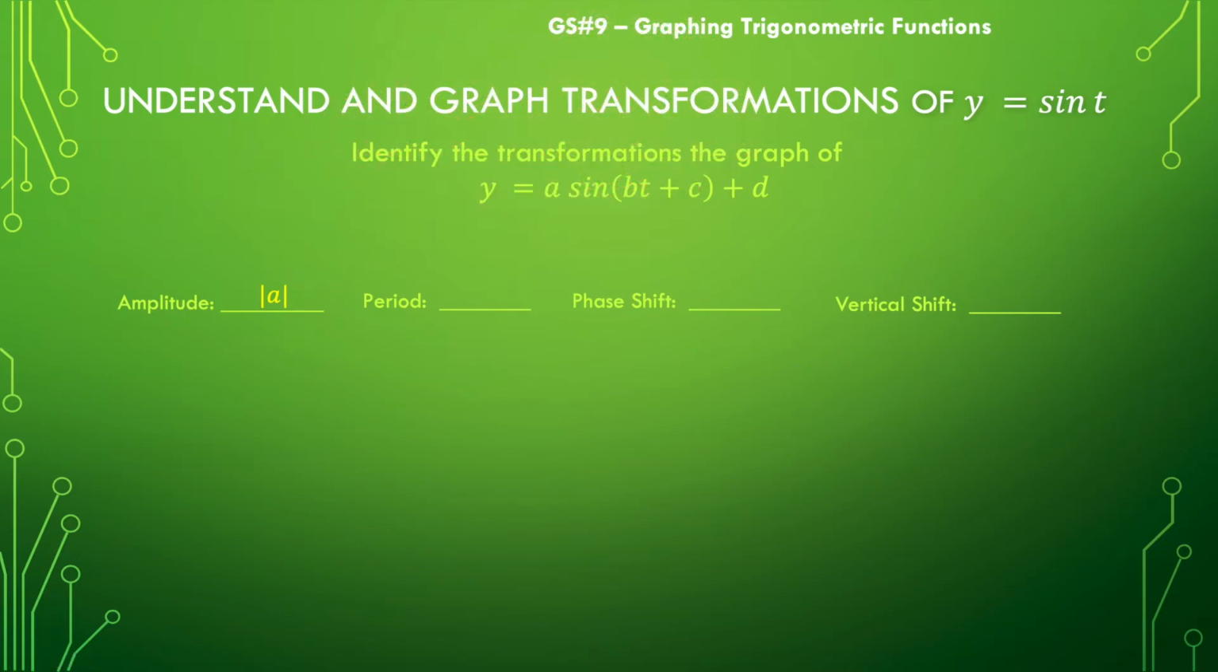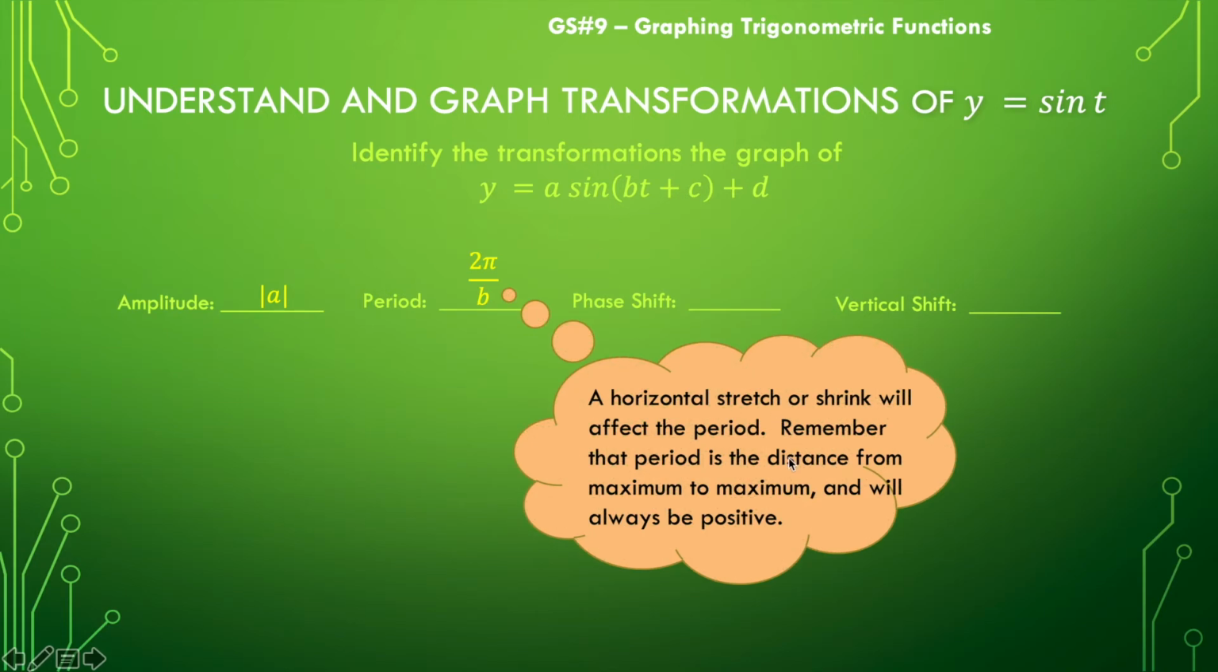Now, if I'm thinking about period, the length of the period or the full cycle of the sinusoidal curve, right? Our parent function's period will be 2 pi, and so a horizontal stretch or shrink will affect the period. So we will think about the period of a transformed function as 2 pi divided by b, and period will also always be positive.